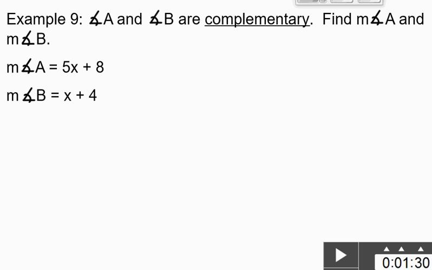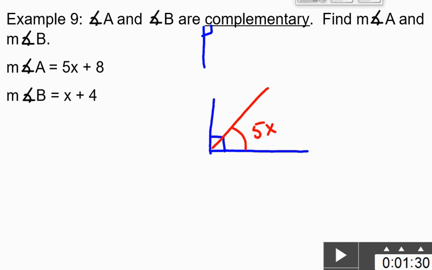First example says that angle A and angle B are complementary. So complementary, that tells me I'm going to have a 90-degree angle, and I've got 2 angles that are going to be adding up to 90 degrees. So the measure of angle A is going to be 5x plus 8. And the measure of angle B is x plus 4.